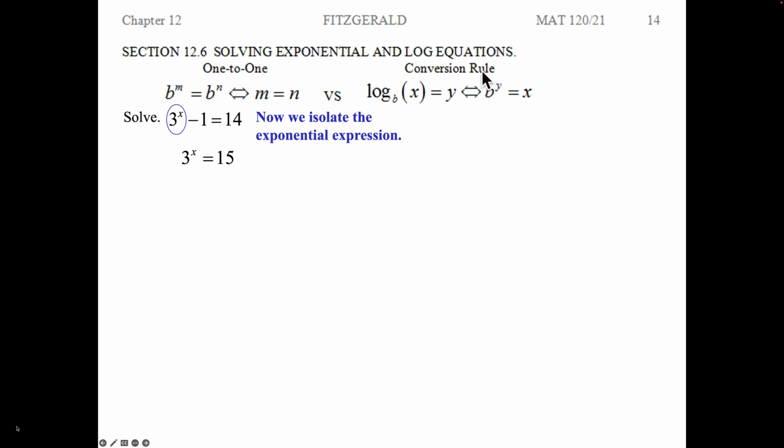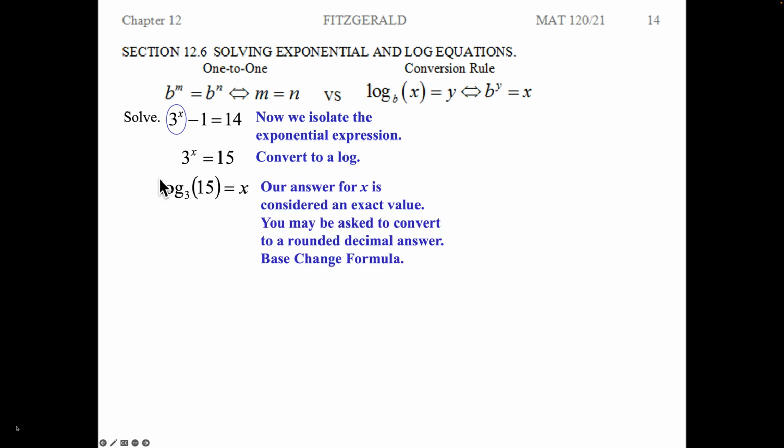This is your conversion rule. Take it from exponential to a log. That will get the y in the exponent position, which is my x. The y is out of the log function, so that'll get the x out of my log function. So log base 3, 15 comes over to base 3, x goes over by itself. Well, wait a minute. If x is by itself, I just solved for x. This is the exact valued answer.